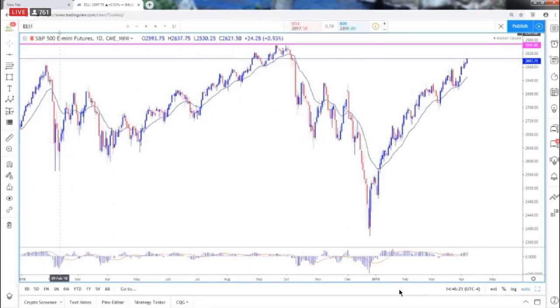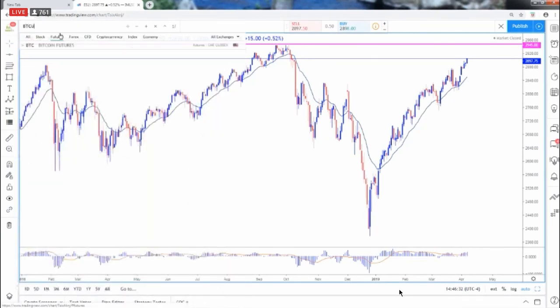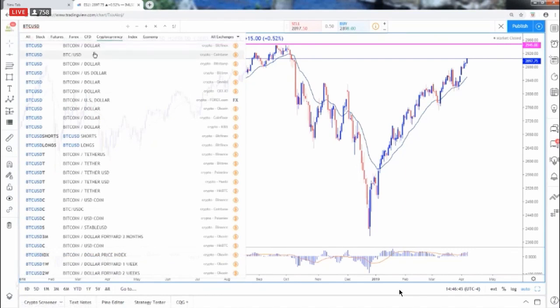Bitcoin. Let's take a look at Bitcoin, and that represents the cryptocurrency market, and then we'll call it a day. BTC USD. Okay, here it goes. Cryptocurrency. I use Coinbase.